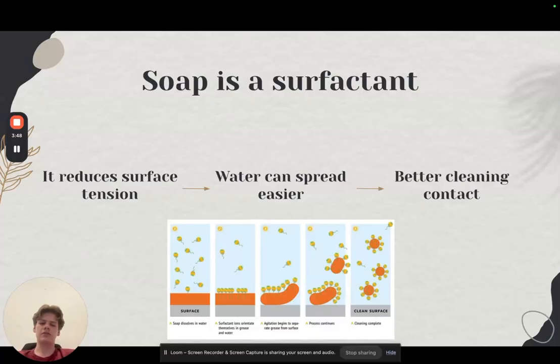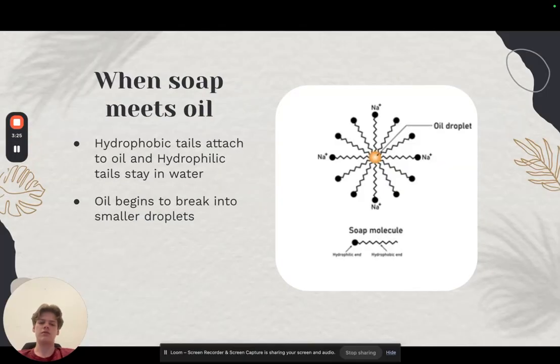Soap is a surfactant. Surfactants reduce surface tension, and surface tension happens because water molecules strongly attract to each other through hydrogen bonding. When soap lowers this surface tension, water can spread out more easily across your hand, and then this increased spreading improves contact between water and the oily substances on your skin.